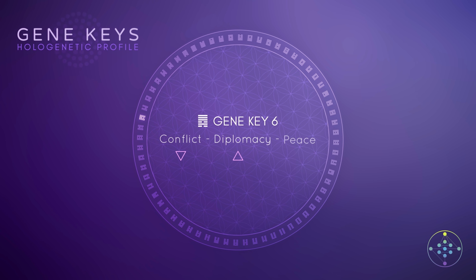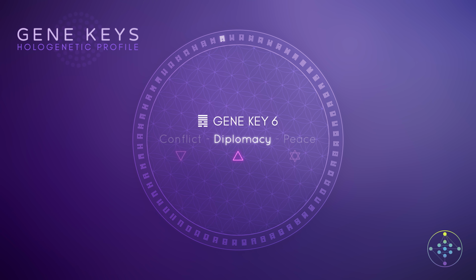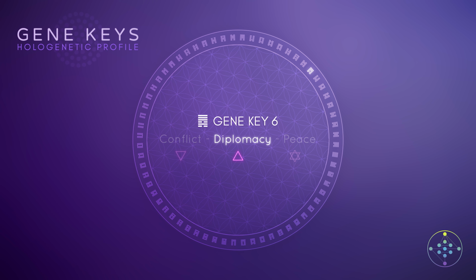So in the above example, you can see Gene Key 6. And Gene Key 6 teaches us through the shadow of conflict how to learn the art and skill of diplomacy. So that's the higher purpose of conflict, to teach us how to be diplomatic, how to empathize, how to learn when to say things, when not to say things, and to develop a talent for handling challenging relationship issues.